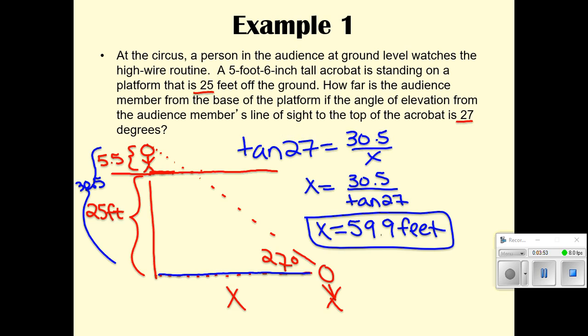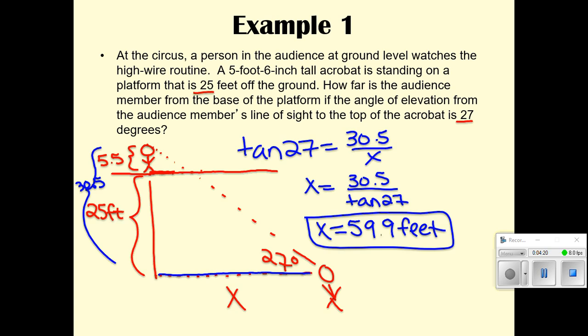We're going to solve our problems by drawing a picture, and we're going to use the trigonometric ratios, cosine, sine, and tangent. So let's take a look at the first example. When we do this, I want you to draw a right triangle and set up a proportion. At the circus, a person in the audience at ground level watches the high wire routine.